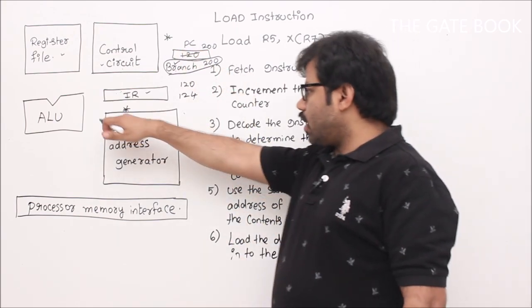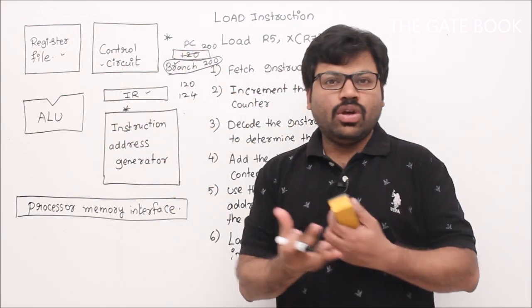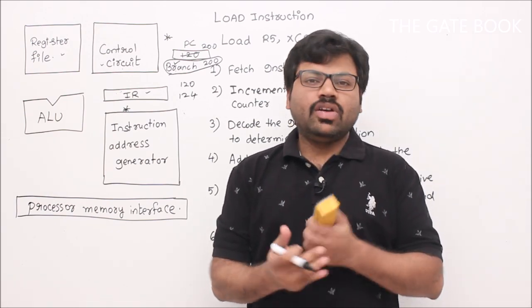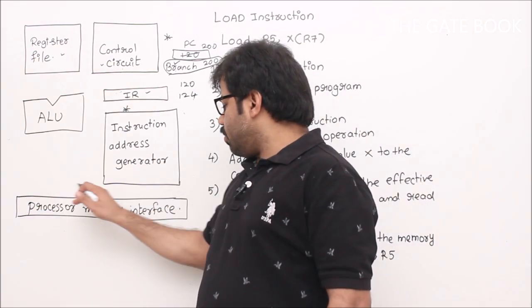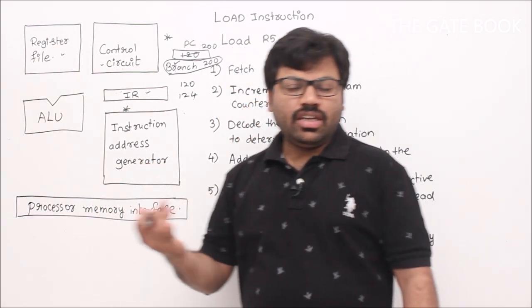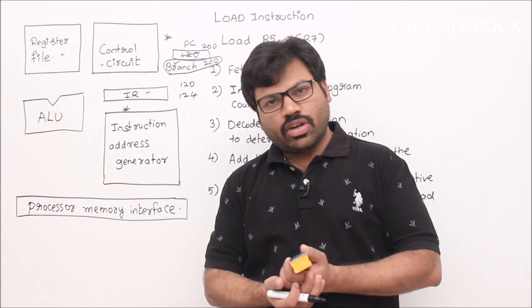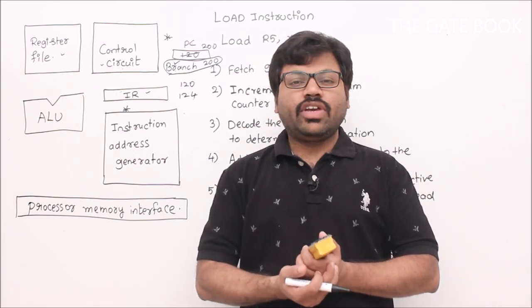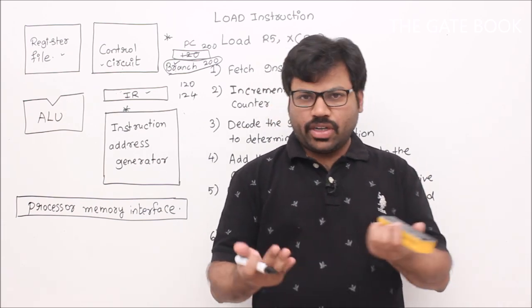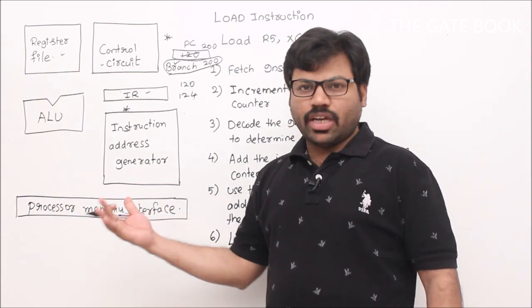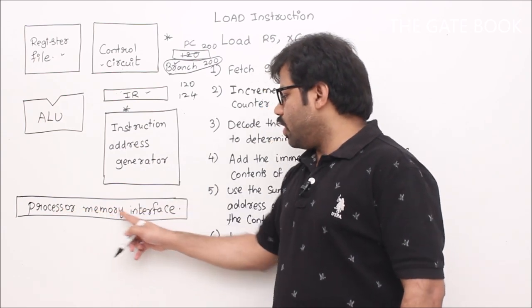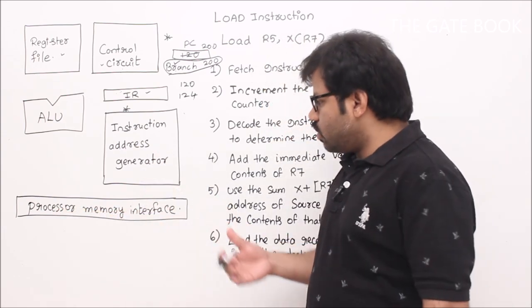So we will see that part, like how the instruction address generator is going to consider various possible addressings. Now the last one, the processor memory interface. If you see, we have load instruction, store instruction, add, everything. Sometimes we have to visit the memory, correct? So whenever you want to visit the memory, there should be some circuitry, that is the processor memory interface. How this can be understood, I will tell you.